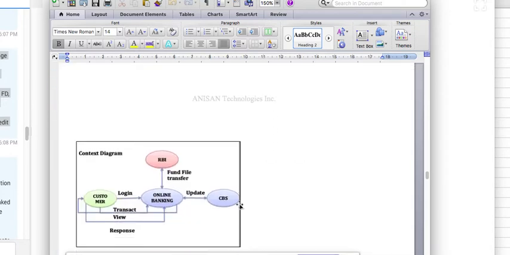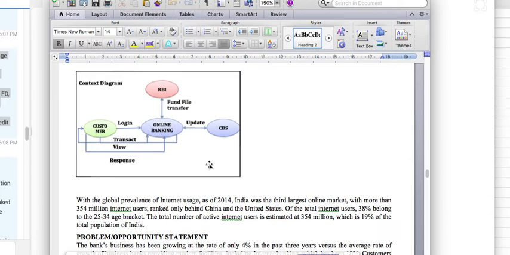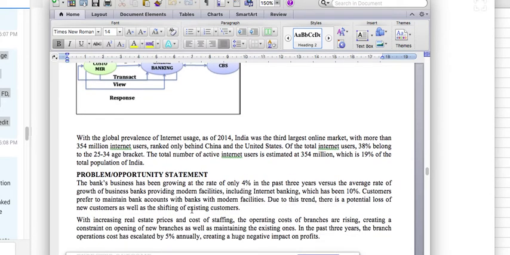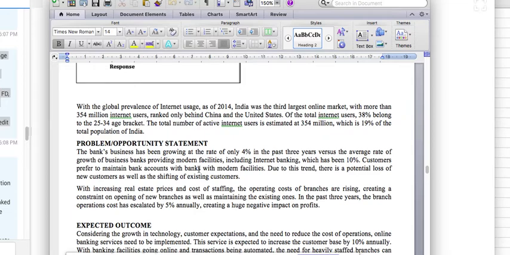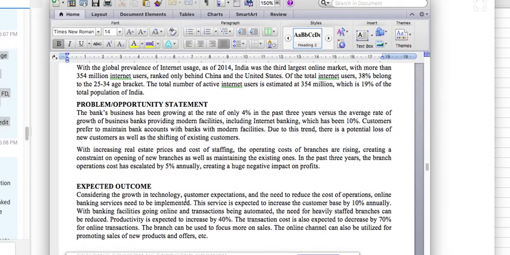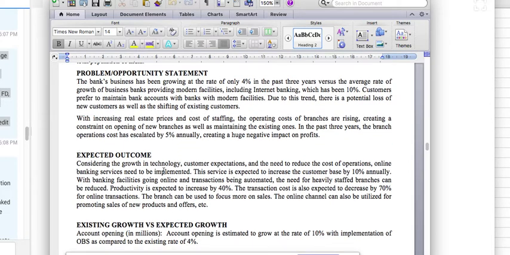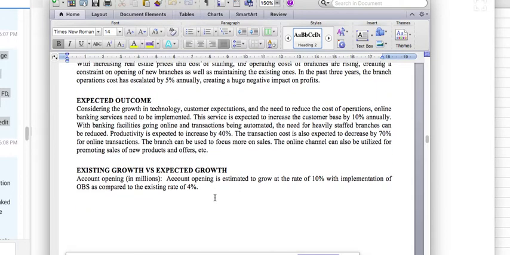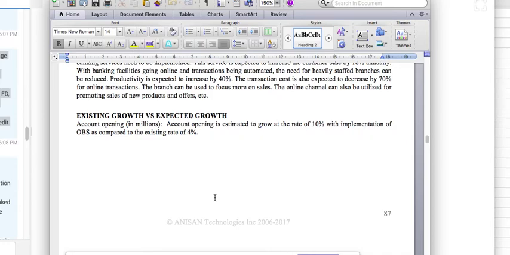Okay, so you can go through this book, and we have provided some diagrams, that is a context diagram, in order to understand the scope. And then here we mention the problem and opportunity statement about the online banking solution. It also includes the growth and the negative impacts on the profit. All that part is already included here. In this place it is mentioned what the expected outcomes are, in terms of the growth in technology and customer expectations, and the need to reduce the cost of operation of online banking services, and so on.